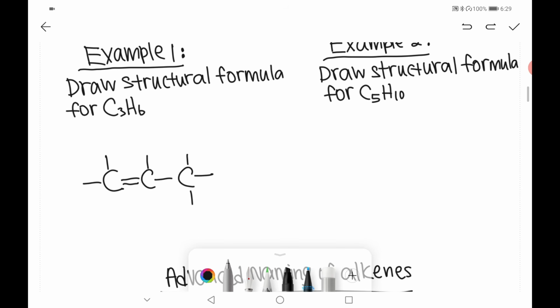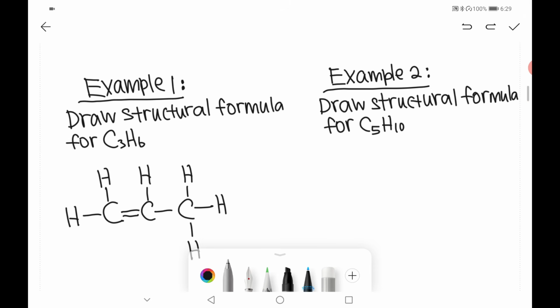So now we put in the hydrogen. By doing that, you already get the structural formula for your alkene. It's very straightforward. We will do the same thing for the next one. So let's move on to example number 2.